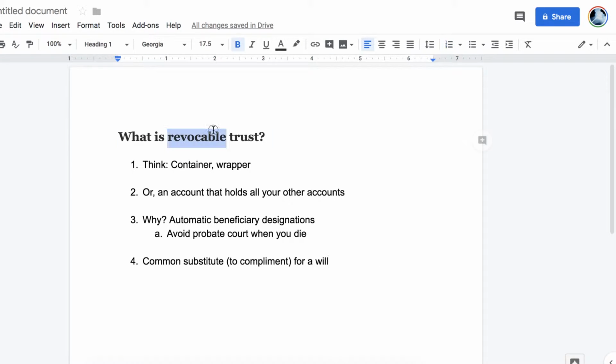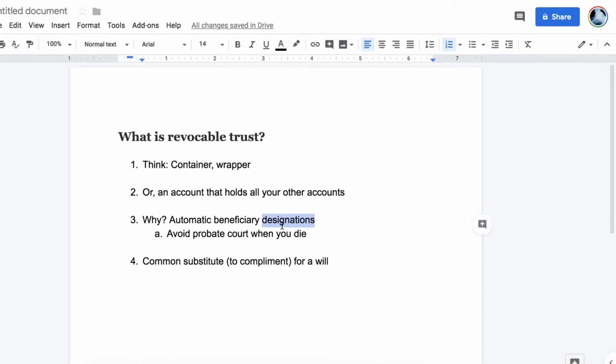All right, so what is a revocable trust? Think of it as a container or a wrapper. Or maybe a better way of thinking about it is it's an account that holds all your other accounts, all your other stuff, right? You can put all your other bank accounts into the trust. You can put all your real estate into the trust, and even other things like if you own a small business, your car, technically, I guess. Just a container or an account that holds all your other stuff.